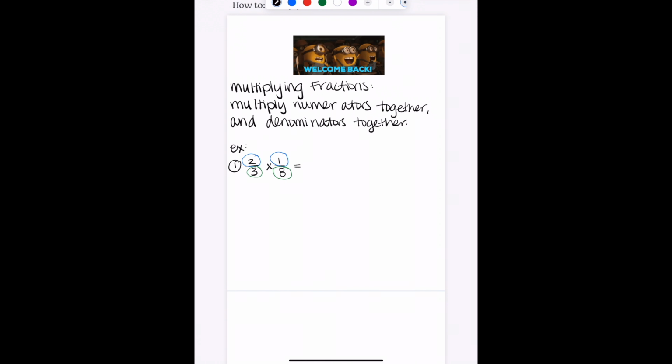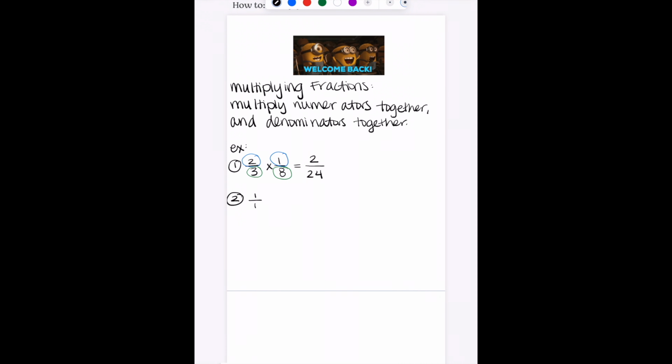So numerators get multiplied together. 2 times 1 gives me 2. And denominators get multiplied together. So 3 times 8 will give me 24. We will simplify these in a later video, so we can just leave our answer as that for now.